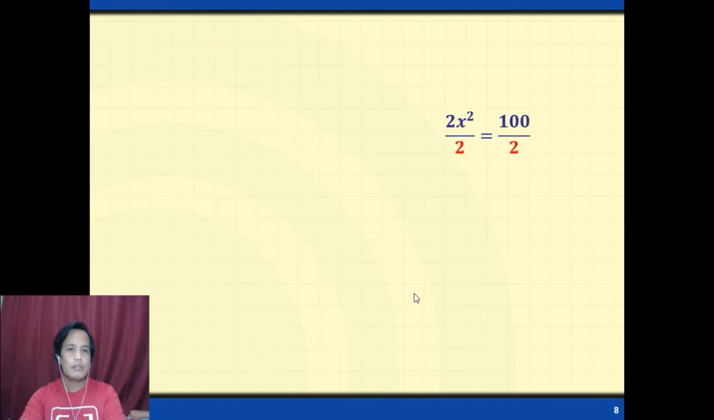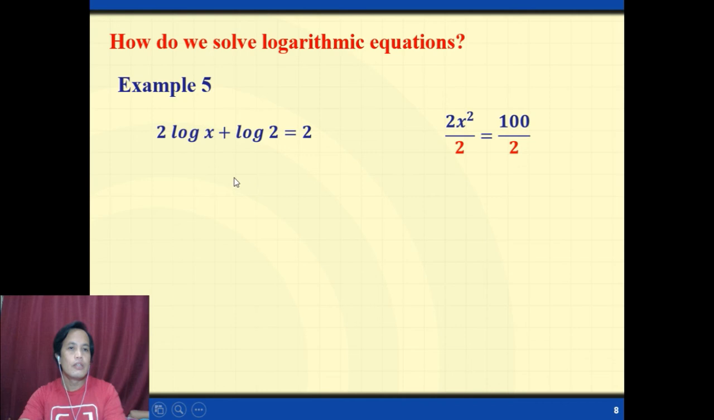Okay, let's proceed to the fifth example. So 2 log of x plus log of 2 equals 2. Now, since this is plus, of course, we use the product law. But before the product law, we have the 2 before the log here. So we use the power law first before the product law. So the 2 becomes the exponent of x. So log of x squared plus log of 2 equals 2.